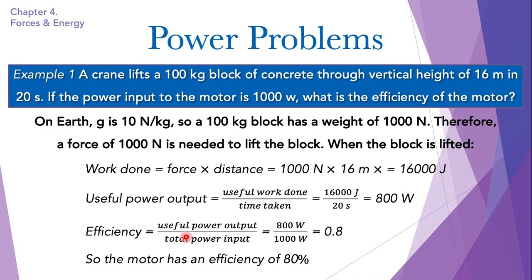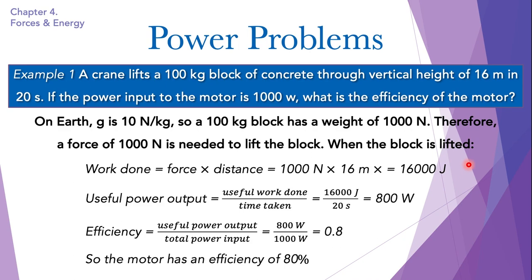So if you have found the answer right now, let me read out how we can get the answer. On Earth, g is 10 newtons per kg. So a 100 kg block has a weight of 1000 newtons. So simple, we just found the weight of the block because the weight is equal to m into g, mass multiplied by gravity. So 100 kg multiplied by 10 and we get 1000 newtons. Therefore, a force of 1000 newtons is needed to lift the block.